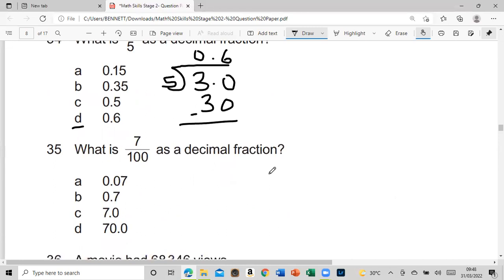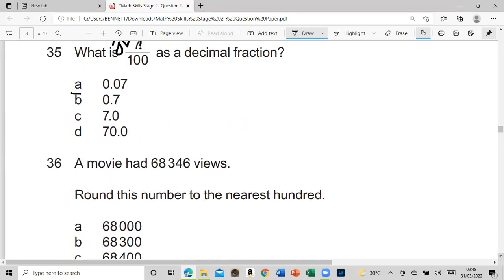What is 7/10 as a decimal fraction? We just did one like that. We move the decimal point one place. So let's put 0, the decimal point is there, so that's 0.7. That was very similar, so we don't need to go over that. Alright. Let's move on to 36.